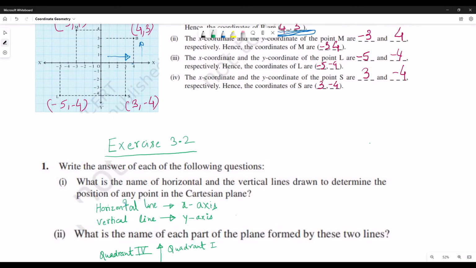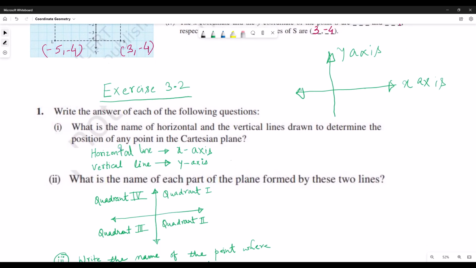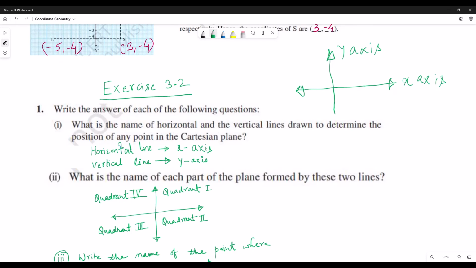Horizontal and vertical lines are drawn to determine the position of any point in the Cartesian plane. So to find the position of any point, we take the help of two axes. One is horizontal, one is vertical. This is the horizontal x-axis, and this is the vertical y-axis. So the names of the axes are x-axis and y-axis. Horizontal line is x-axis and vertical line is y-axis.